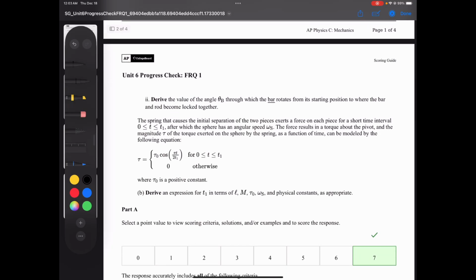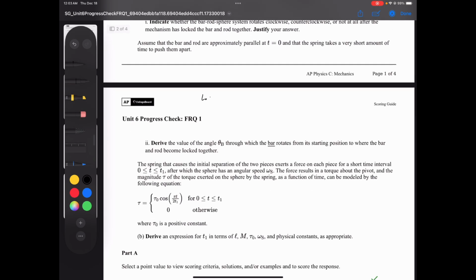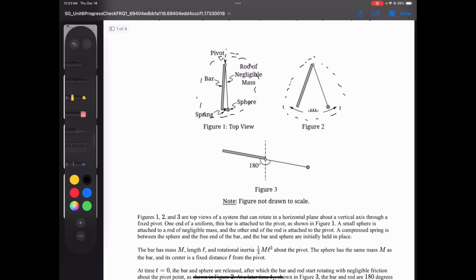Now we have to derive the value of the angle theta_b, the angle which the bar rotates from a starting position, and we're going to use the same equation, conservation of angular momentum. I know the initial angular momentum of the system is 0, and that has to equal the final angular momentum, which is also 0. But what we're going to do is derive the angle that the bar rotates from its initial position. This is the initial axis here, and the bar is going to rotate with respect to that axis, and the sphere is going to rotate.